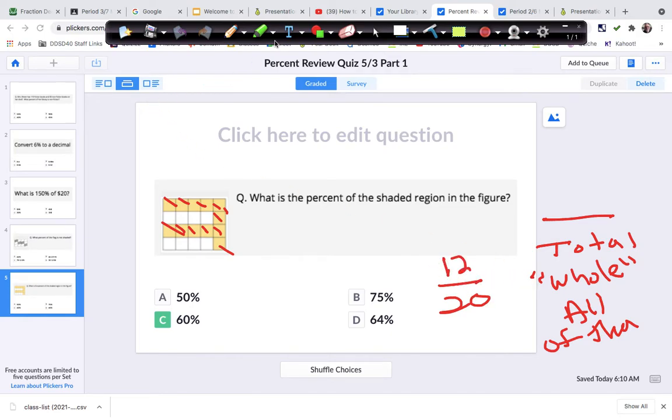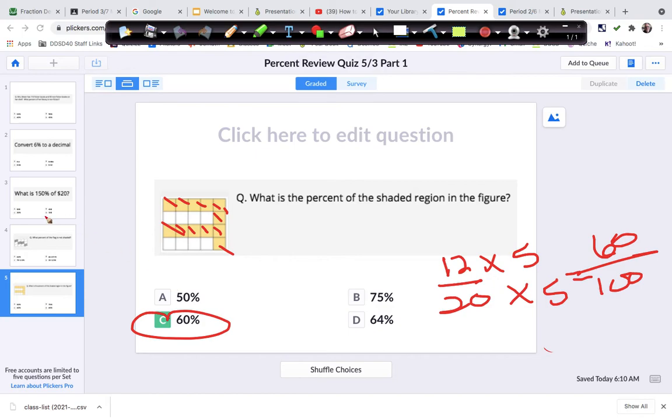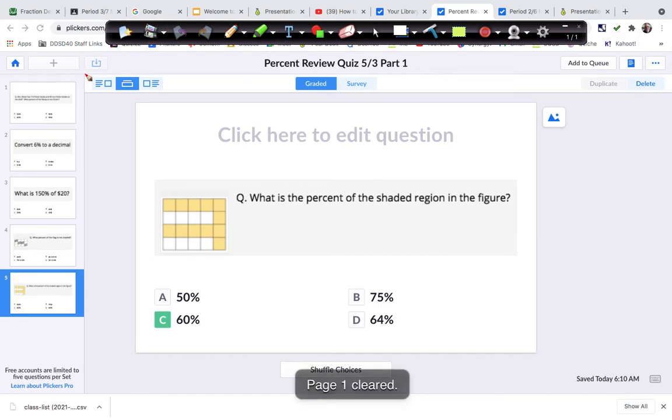12 out of 20 needs to be out of 100 to have it be a percent. So times 5 equals 100. To make it equivalent, 12 times 5, that's 60. So 60%. Okay, that's the first set of quiz questions that we did today. Here is the second set of quiz questions.